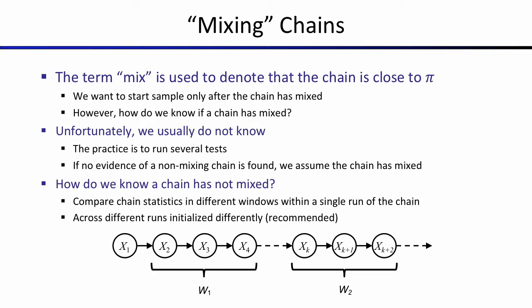However, we need to have a test to know if the chain has mixed or not. And unfortunately, there is no such test. What we do in practice is to run different tests, and if we find no evidence that we have a non-mixing chain, we assume that the chain has mixed. So how do we know that the chain has not mixed? What we do is compare statistics over windows.